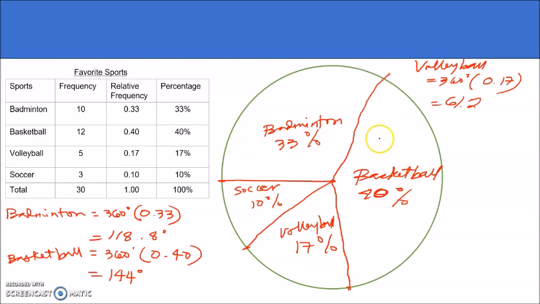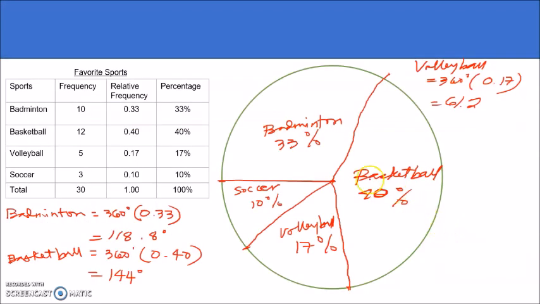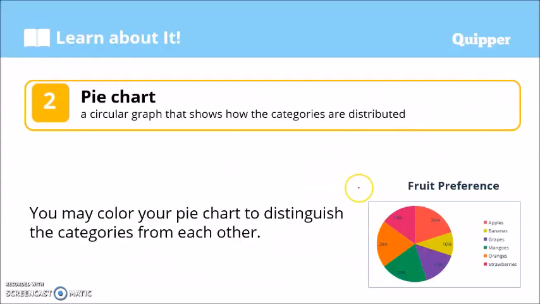Okay? So, again, this is how to manually construct pie charts. You may also put colors in your pie chart. So, you may color your pie chart to distinguish the categories from each other. So, yung kanina, nilagyan natin ng names, kasi medyo mahirap sa akin on this to add colors.